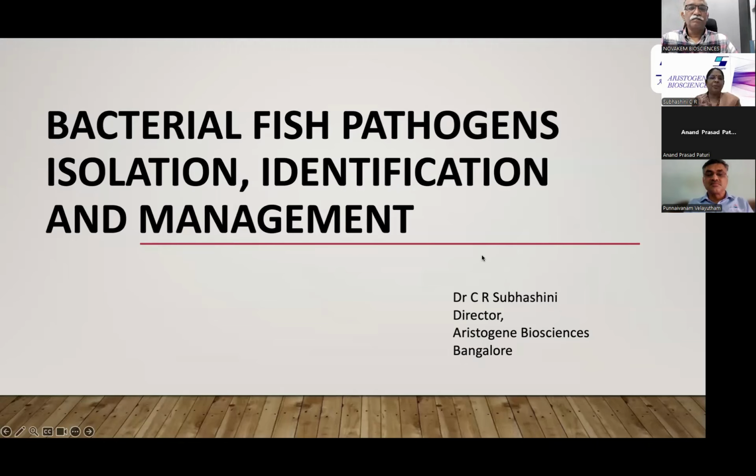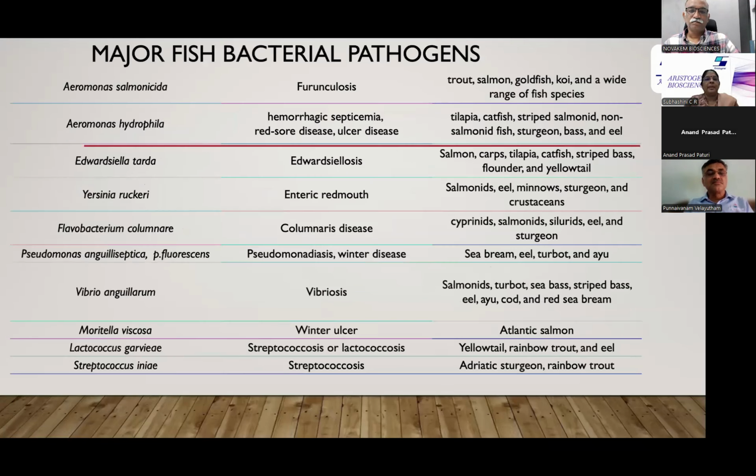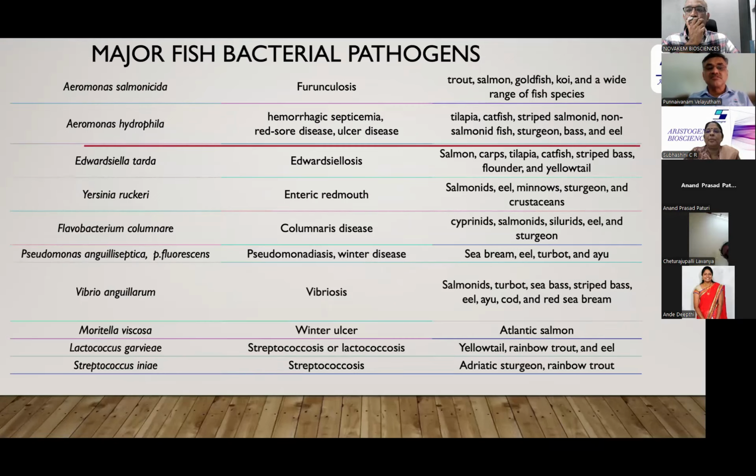I once again welcome you all to this presentation on bacterial fish pathogens, their isolation, identification, and management. There are several bacteria which affect fish. The major ones are Aeromonas salmonicida, which is very common in salmon, not widely reported in India, and Aeromonas hydrophila, a causative agent of hemorrhagic septicemia or red disease, which is commonly reported in India. Edwardsiella has also been isolated in India in some literature. Then Yersinia, and Flavobacterium columnare, which is responsible for columnaris disease and has been reported in some literature.